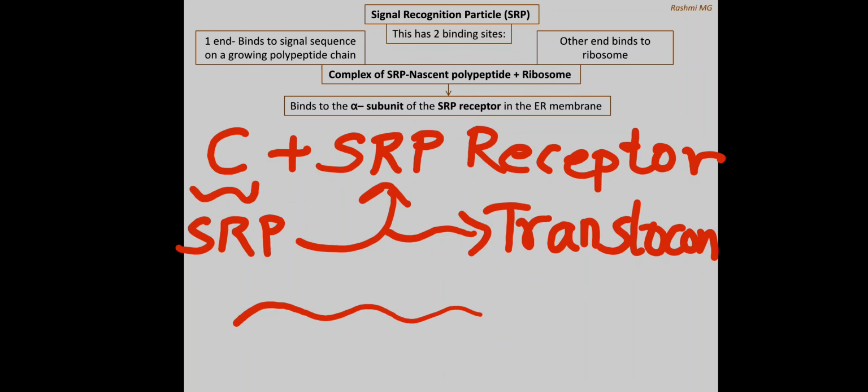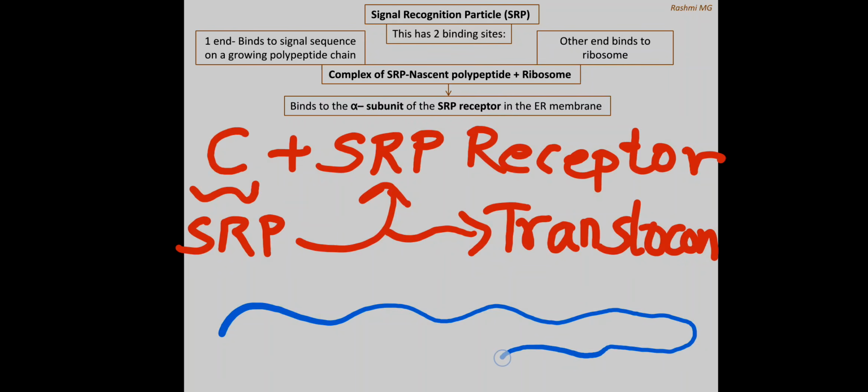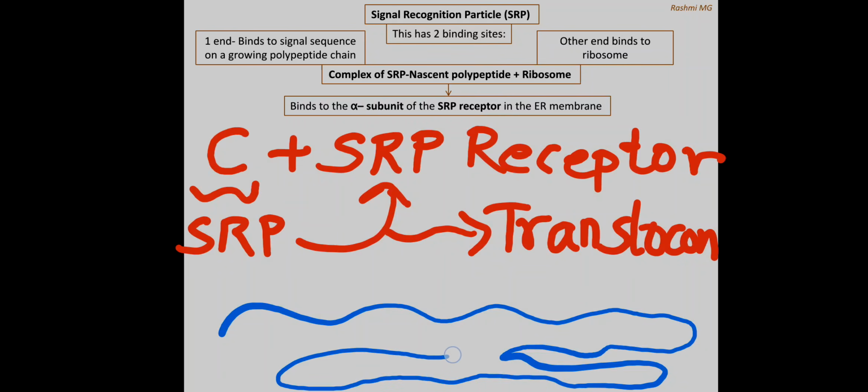Consider this, I'll write it in a different color. Consider this is the ER surface. There is a translocone channel, here, the yellow part. After the SRP and SRP receptor interact, they direct the complex. This is a complex. The green one is the SRP receptor.